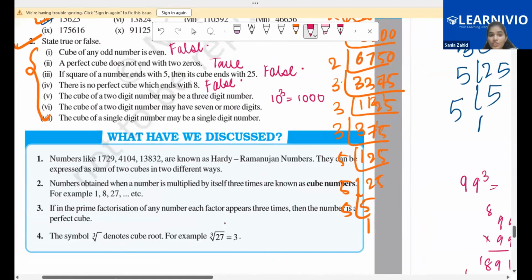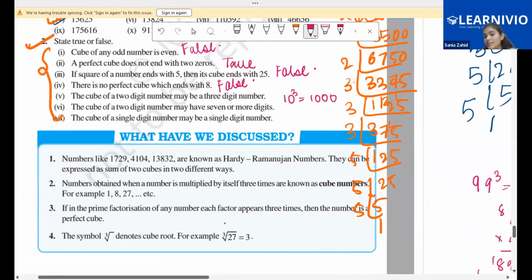The cube of a two-digit number may have 7 or more digits. But here we see that the largest two-digit number has only 6 digits. So is this true or false? False. Okay. Now, the cube of a single digit number may be a single digit number. True. 1 cube is 1.